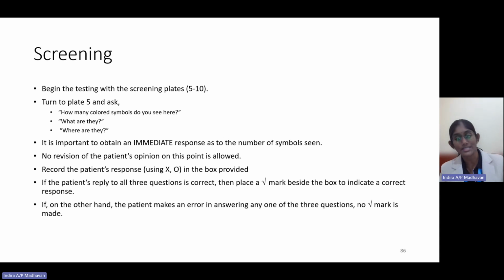Once the screening is started, the same instruction is given. Ask the patient to quickly give the answer: how many, what are they, where are they, and so on. If the patient is able to answer, then give a tick. If the patient is not able to answer, just give an X or O.